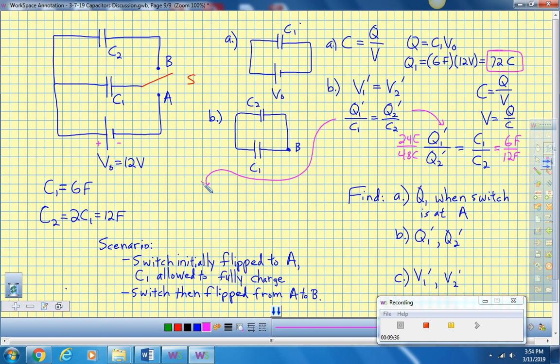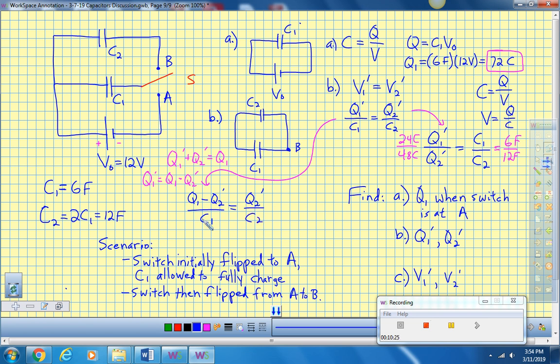Well, then there's a missing piece in this, and that is the relationship that Q1 prime plus Q2 prime has to equal the total charge, which was all the charge that was on capacitor 1 after it was fully charged. If I plug that in here, then Q1 prime is equal to Q1 minus Q2 prime. So wherever I see a Q1 prime here, I'm just going to say Q1 prime is equal to Q1 minus Q2 prime over C1, and that has to equal Q2 prime over C2.